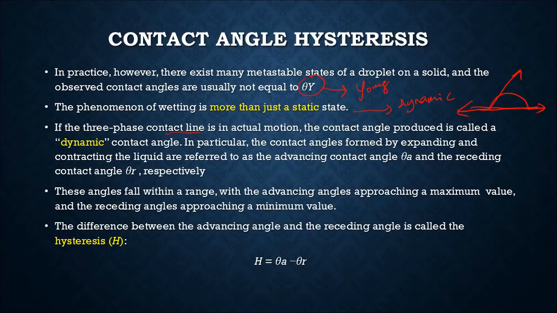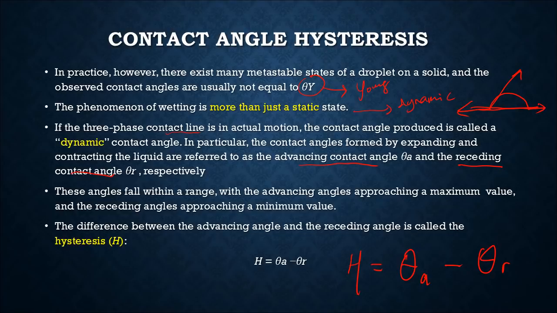The contact angle produced is called a dynamic contact angle. In particular, the contact angles formed by expanding and contracting the liquid are referred to as the advancing contact angle and the receding contact angle. These angles fall within a range, with the advancing contact angle approaching a maximum value and the receding angle approaching a minimum value. The difference between the advancing contact angle and the receding angle is called hysteresis. So hysteresis is equal to the advancing contact angle minus the receding contact angle.